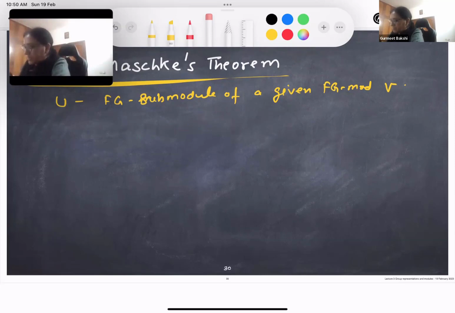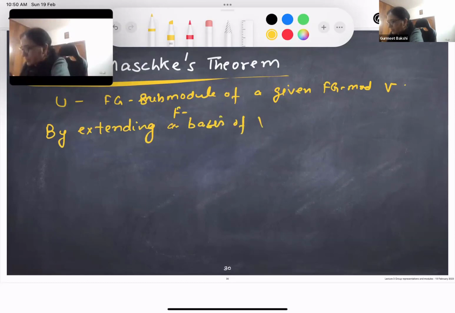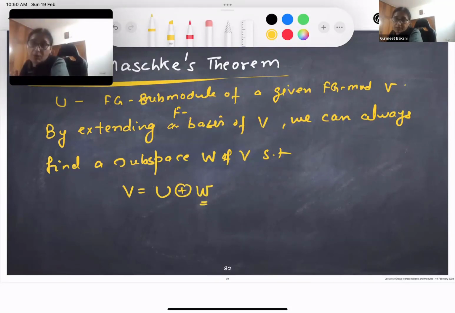So by extending a basis of U to a basis of V, we can always find a subspace W of V such that V is U direct sum W. But my issue is I want an FG submodule here instead of just an F subspace. I just want an FG submodule.